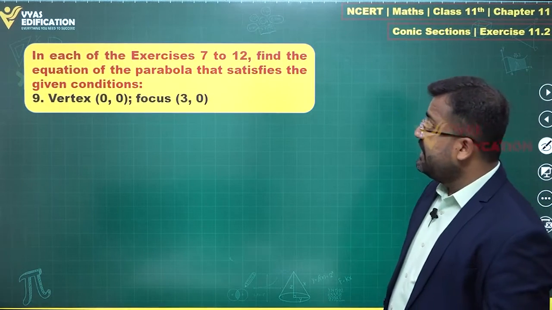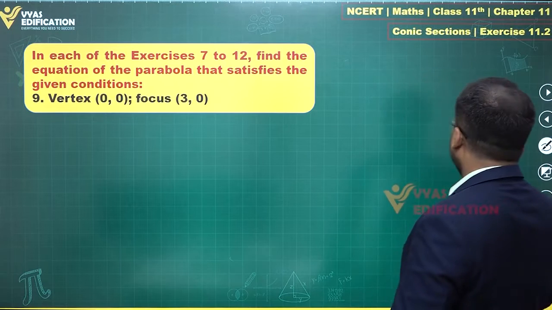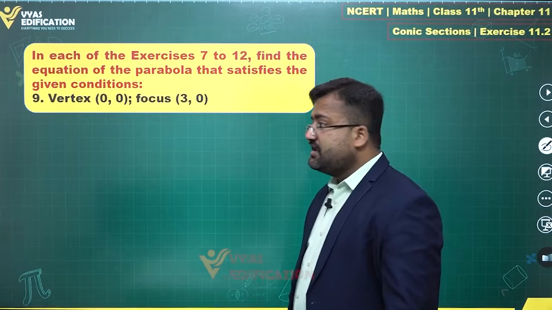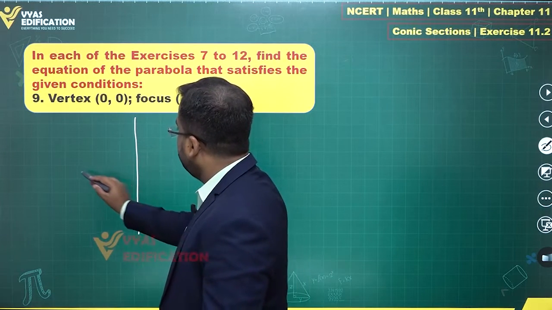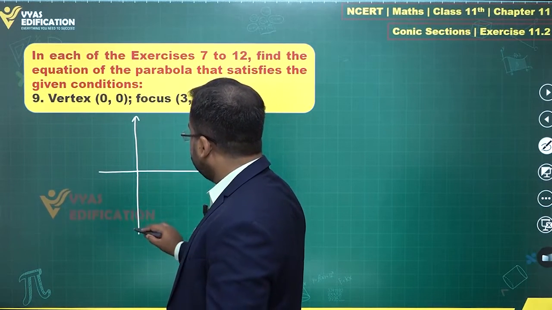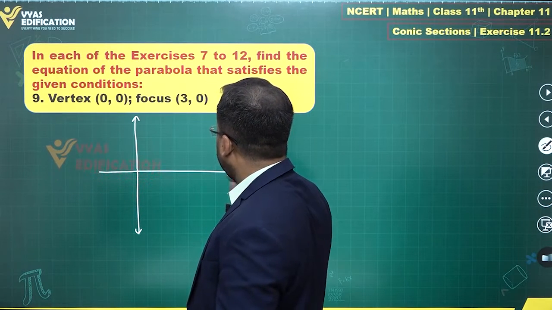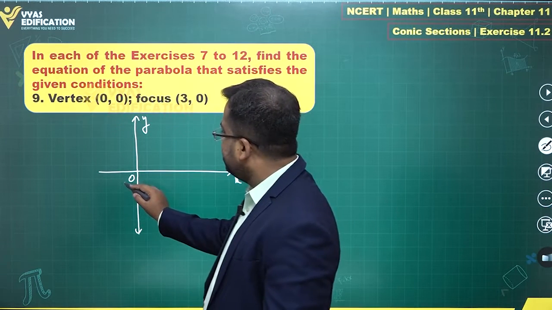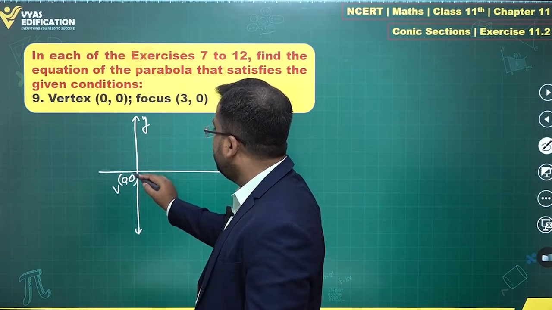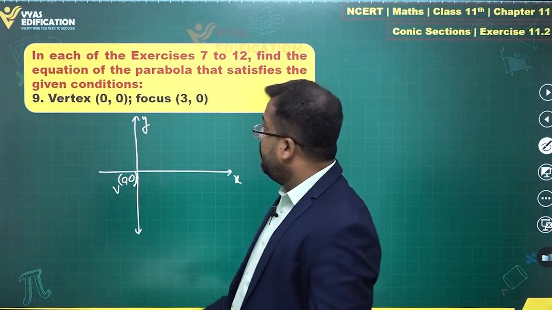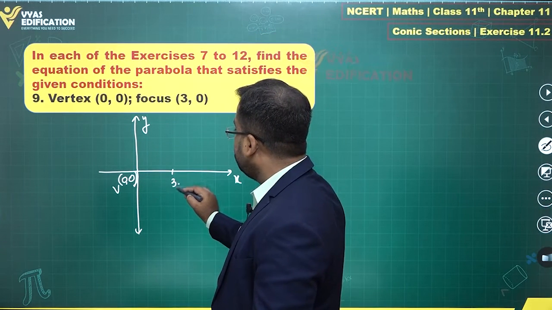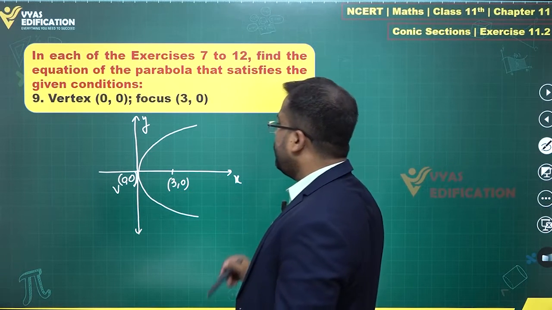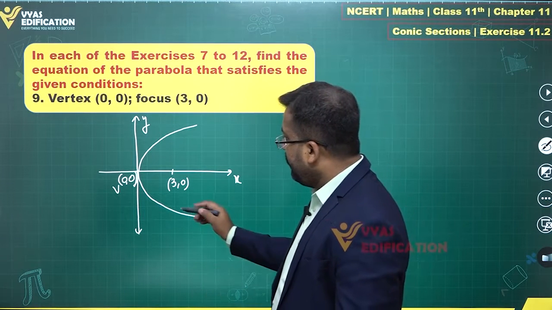Next, we are given the vertex and focus. So let's talk about this one. Vertex is 0 comma 0, focus is 3 comma 0. Beginning with this, once again the Cartesian plane, x and y axis, this is the origin, and if you observe, the vertex is at this particular point only. This is the vertex. What next? The focus is 3 comma 0, and if this is the vertex and this is the focus, you can identify that this is the standard parabola that we are looking for, right?